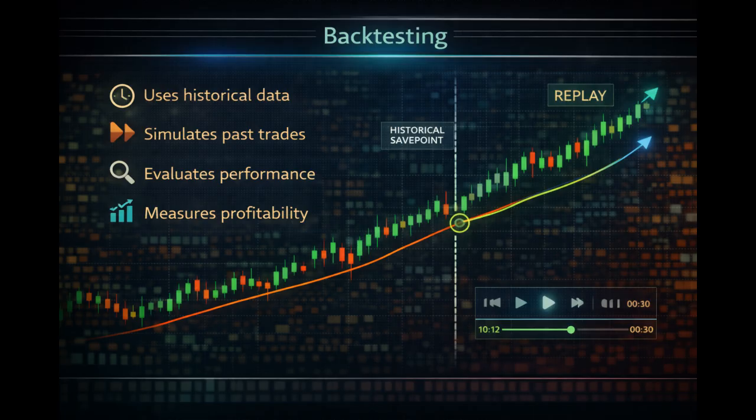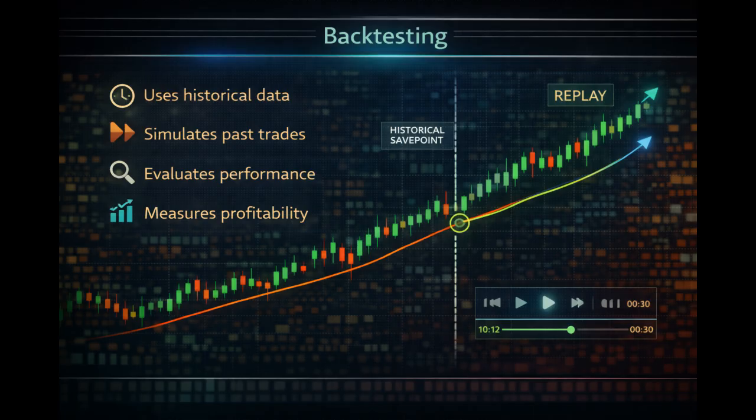Purpose of backtesting. The primary purpose of backtesting is to evaluate the effectiveness and reliability of a trading strategy using historical data. Since financial markets are unpredictable, traders must test strategies thoroughly before deploying them with real capital. Backtesting allows traders to answer several important questions. Would the strategy have been profitable in the past? How much risk does the strategy involve? How often does the strategy generate winning trades? How large are the potential drawdowns?